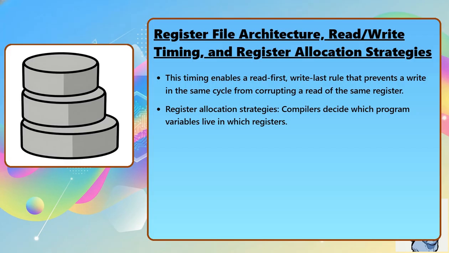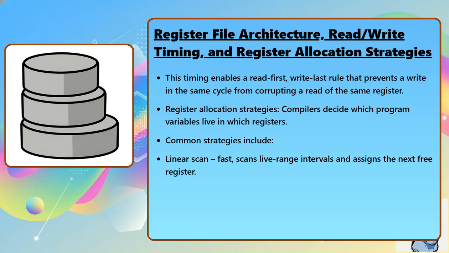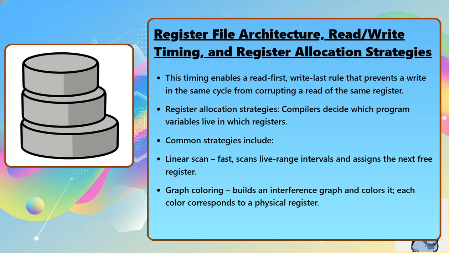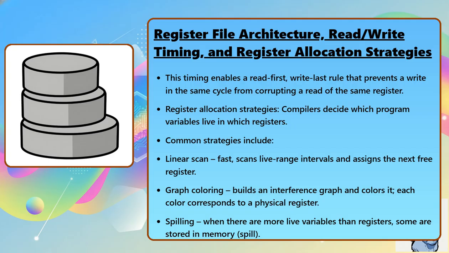Register allocation strategies. Compilers decide which program variables live in which registers. Common strategies include linear scan, which quickly scans live range intervals and assigns the next free register. Graph coloring builds an interference graph and colors it. Each color corresponds to a physical register. Spilling: when there are more live variables than registers, some are stored in memory, or spilled.